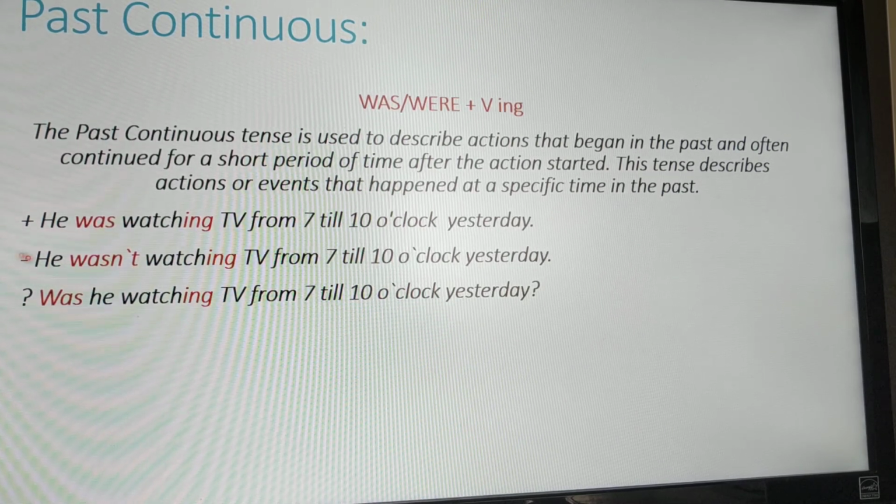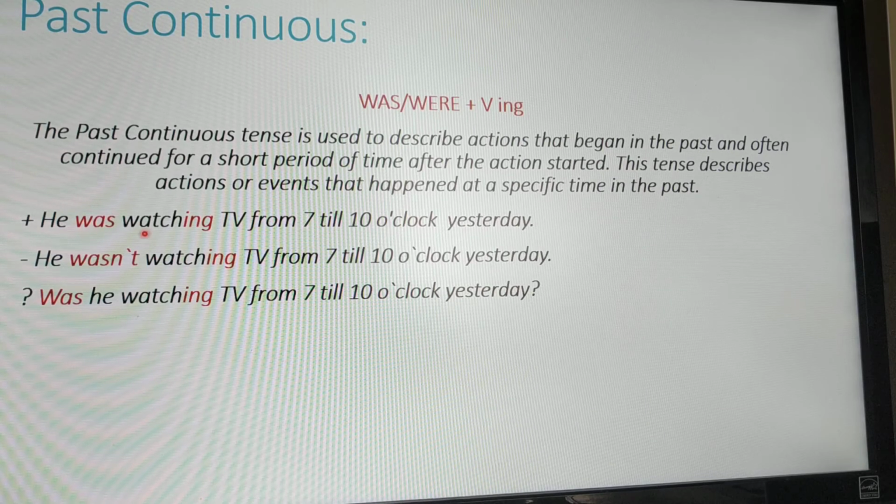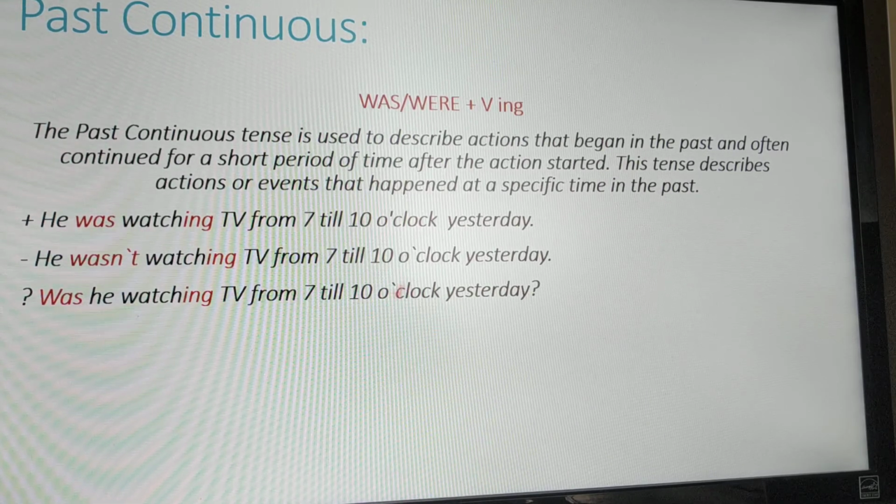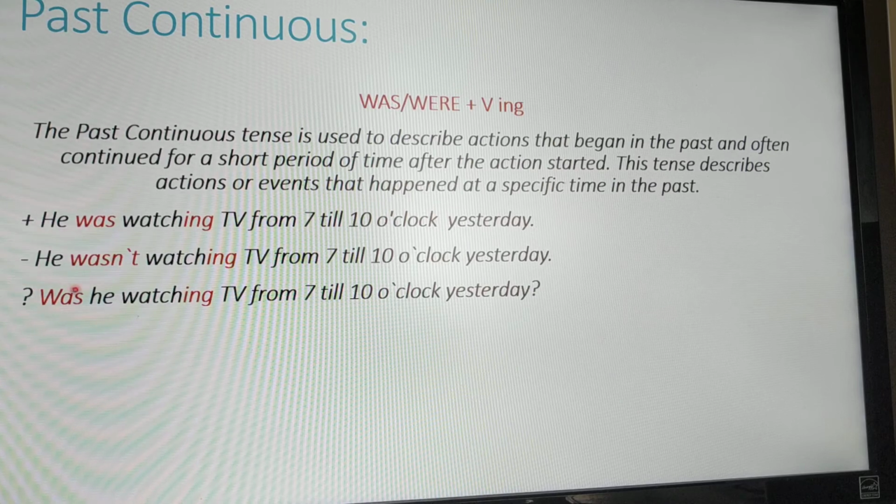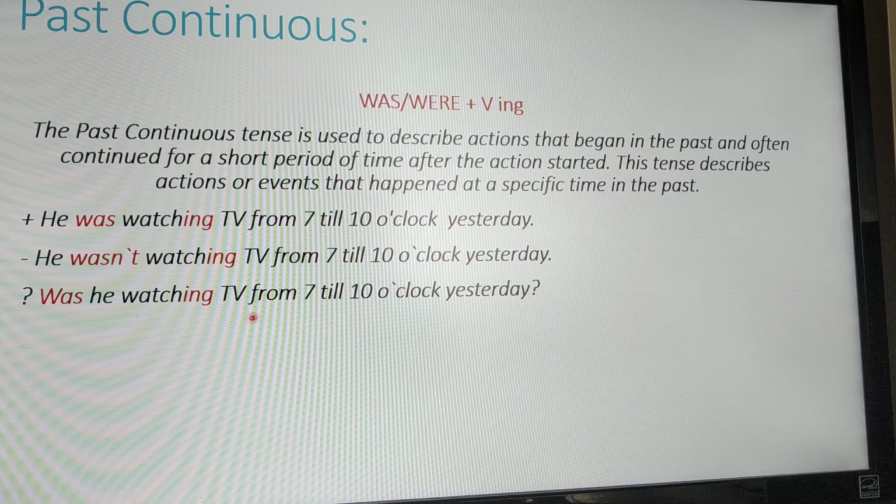For example, into the positive. He was watching TV from 7 till 10 o'clock yesterday. Have a look. I used the formula was, verb plus ing. Negative. He wasn't watching TV from 7 till 10 o'clock yesterday. And the question, was he watching TV from 7 till 10 o'clock yesterday?